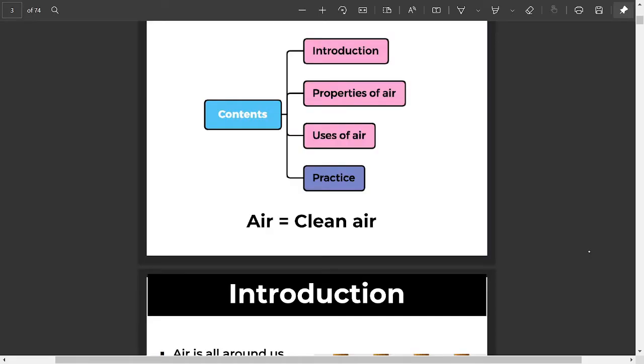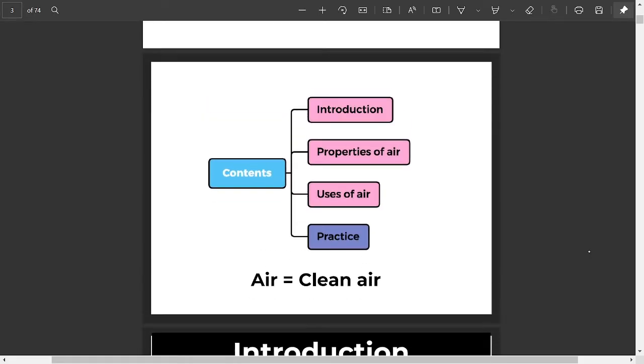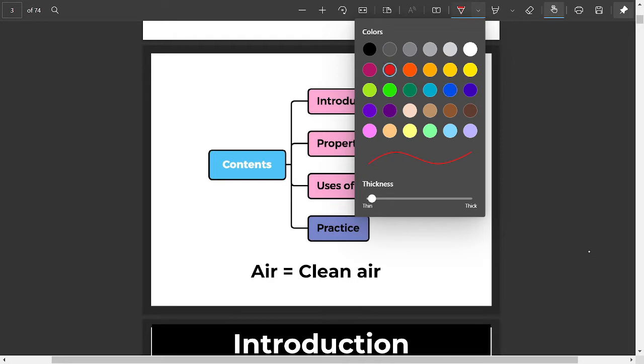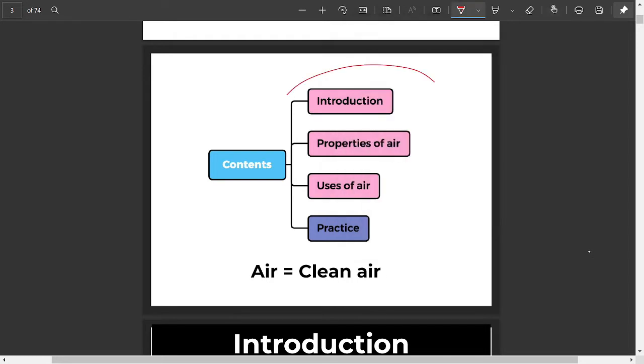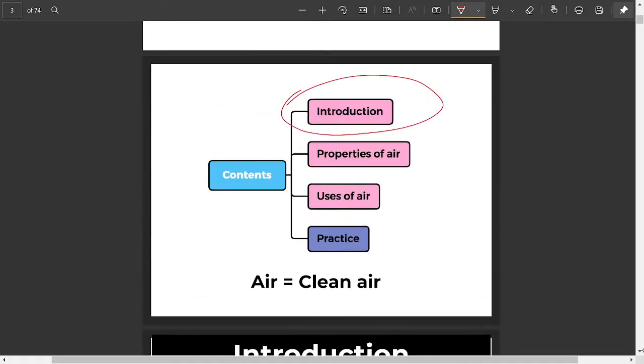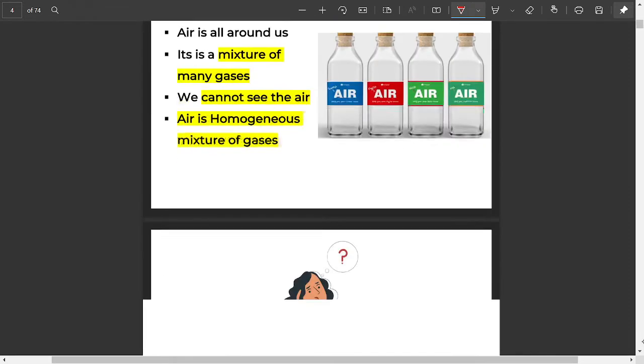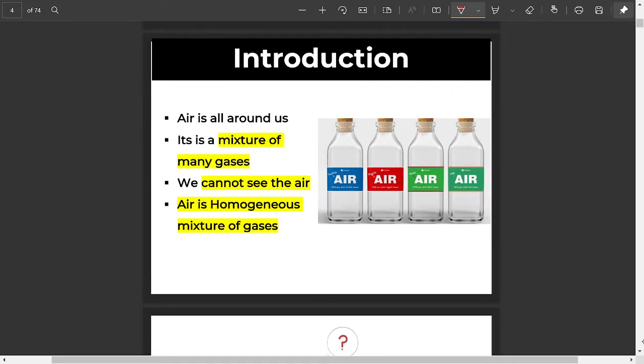Hello all, we are going to talk about air around us. The contents we are going to learn are: introduction first of all, properties of the air, and the uses of air like burning or breathing. We'll practice some questions, and I'll give some homework questions too that you can answer in the chat box or in the Discord server.